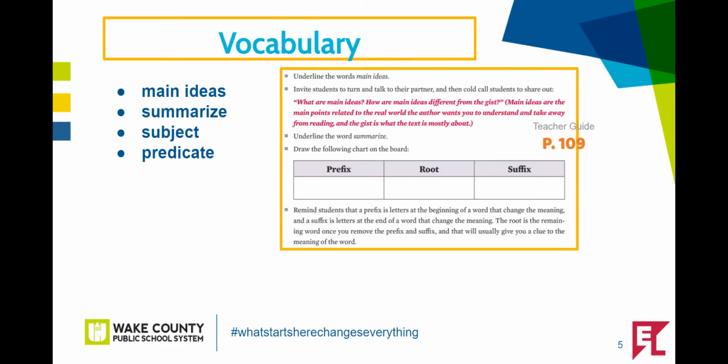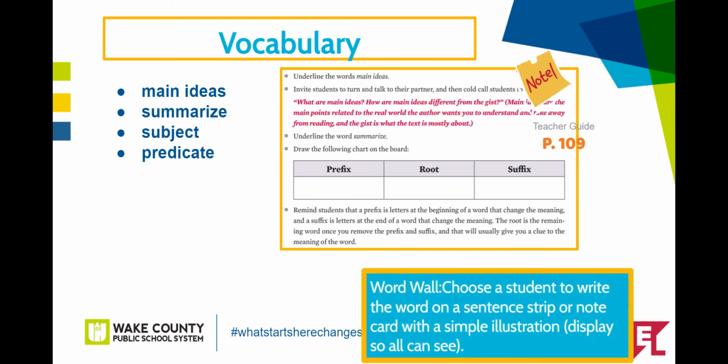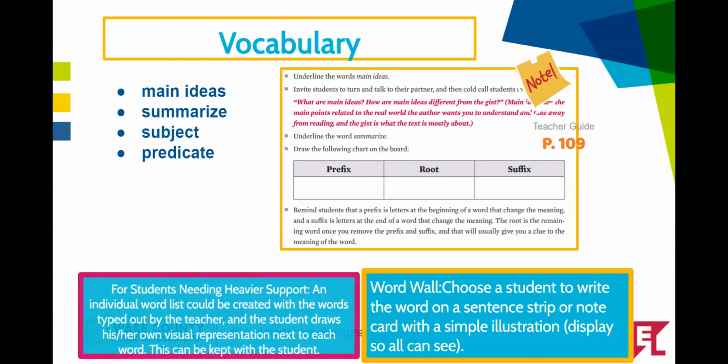The vocabulary focused on in this lesson are academic vocabulary words. The talking points on page 109 of the teacher guide are excellent resources to teach the vocabulary in this lesson. Continue to have a student write the word on a sentence strip or a note card with a simple illustration. Remember, you may have those who need heavier support, needing individual word lists based on their English language development or other support needs.